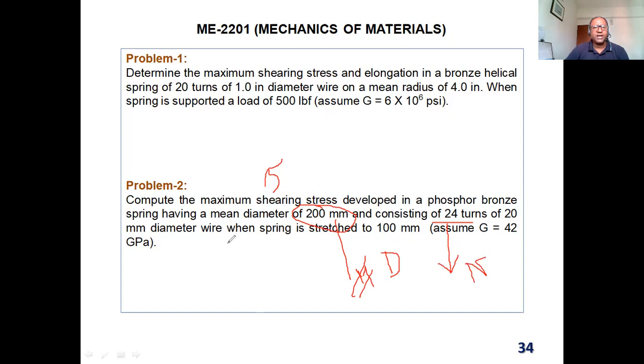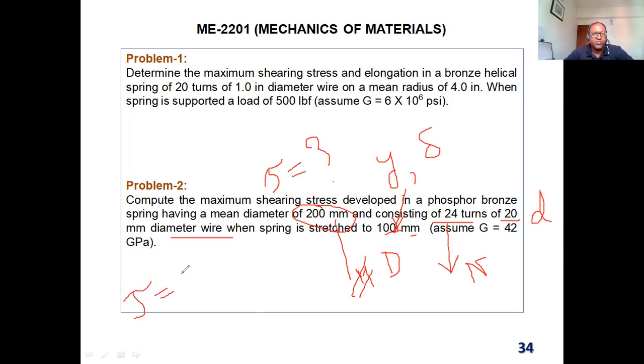20 millimeter diameter wire. That means this is small d. When the spring is stressed 100 millimeter, that means y or delta value is given, equal to 100 millimeter. G value is given. So you need to figure out the maximum shear stress in the spring. So what is the shear stress formula?